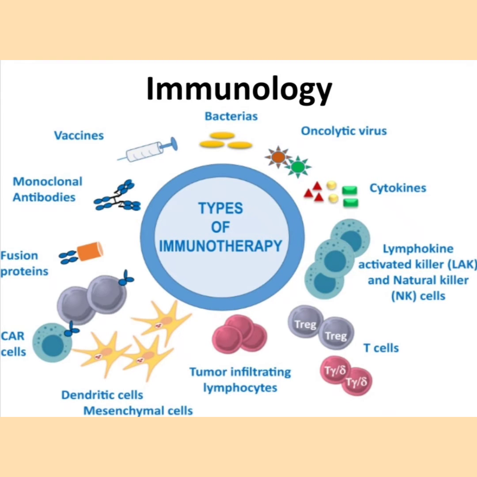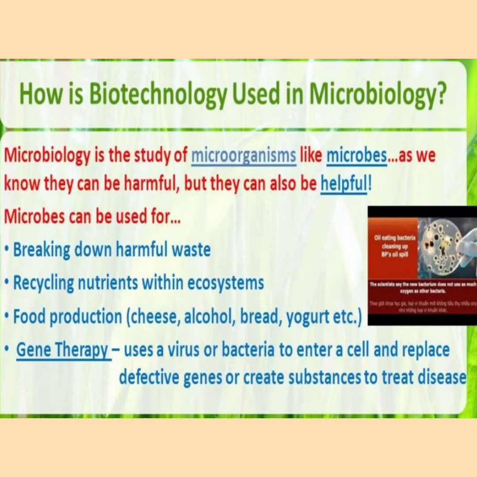In immunology, various types of immunotherapies are used in the form of bacteria, oncolytic virus, cytokines, lymphokine activated killer (LAK) and natural killer cells (NK cells), then T cells, tumor infiltrating lymphocytes, dendritic cells or mesenchymal cells, CAR cells, fusion proteins, and monoclonal antibodies in the manufacture of vaccines. How is biotechnology used in microbiology?